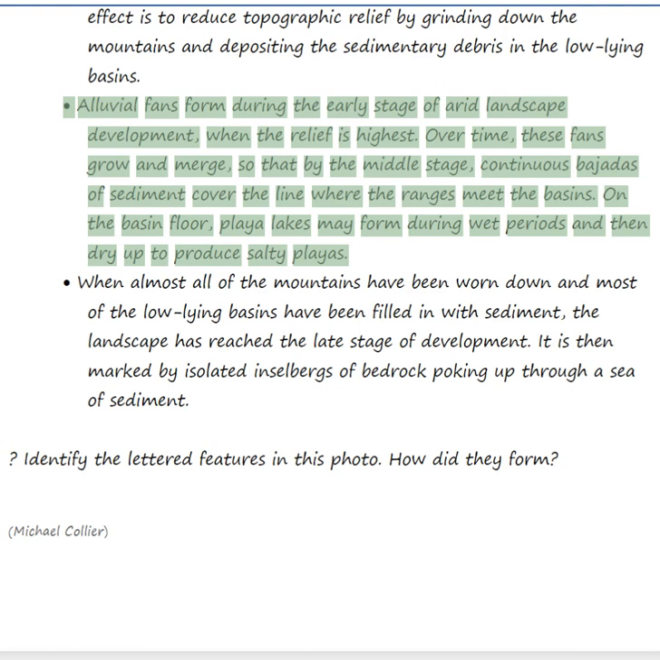Alluvial fans form during the early stage of arid landscape development, when the relief is highest. Over time, these fans grow and merge, so that by the middle stage, continuous bajadas of sediment cover the line where the ranges meet the basins. On the basin floor, playa lakes may form during wet periods and then dry up to produce salty playas.